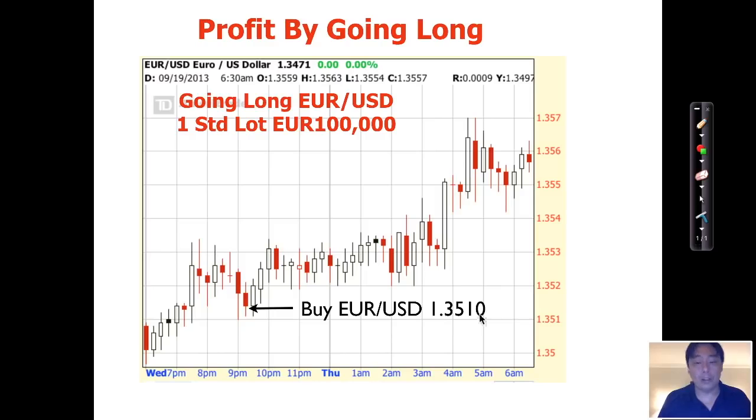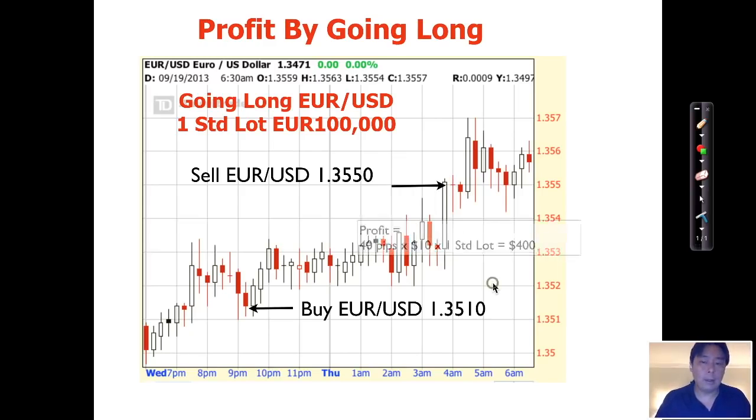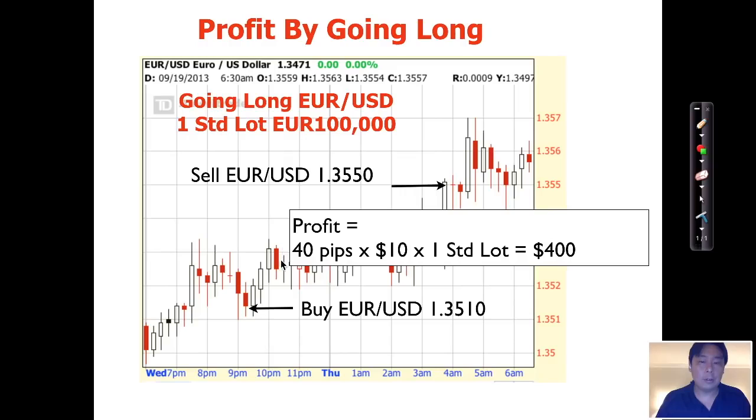Okay? And say we go long at 3510, okay? And we buy one lot. We buy 100,000 of the base currency, which is 100,000 euros. So we key in one lot into the broker, and we're in the trade. And say we are right, and it goes to 3550, and we sell. So how many pips did we capture? We captured 40 pips, right? Because 3550 minus 3510 is 40 pips. And we bought one standard lot, so times 1. If you bought 2 lots, times 2. If you bought half a lot, times 0.5.